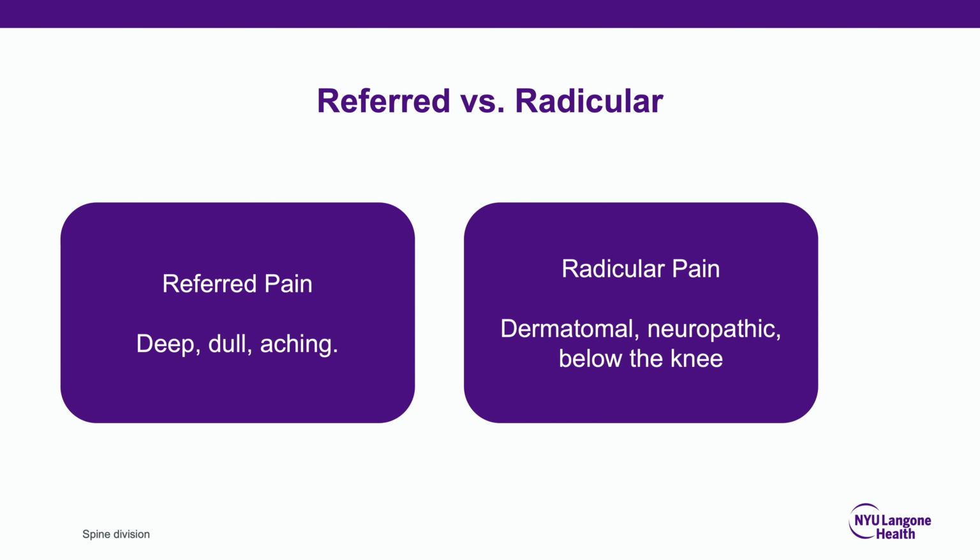But referred pain is usually deep, it's usually dull, it's usually aching. And radicular pain is usually more dermatomal in its distribution. It's usually more neuropathic, meaning going with numbness or electrical sensation, and it usually goes below the knee.